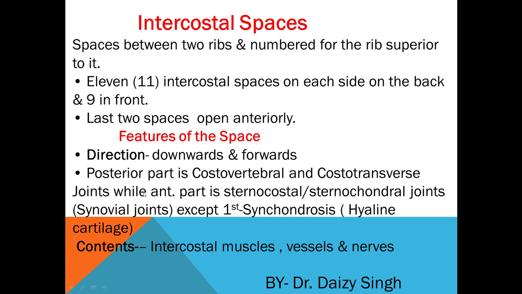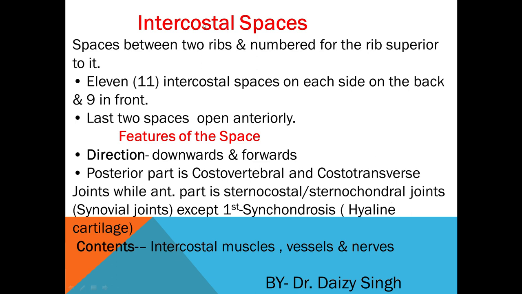On the anterior aspect, the joints are sternocostal or sternochondral, that is between the sternum and the rib itself, or the sternum and the cartilage. These are the synovial joints. The exception is the first one, which is also known as synchondrosis. Here the meeting part is hyaline cartilage.